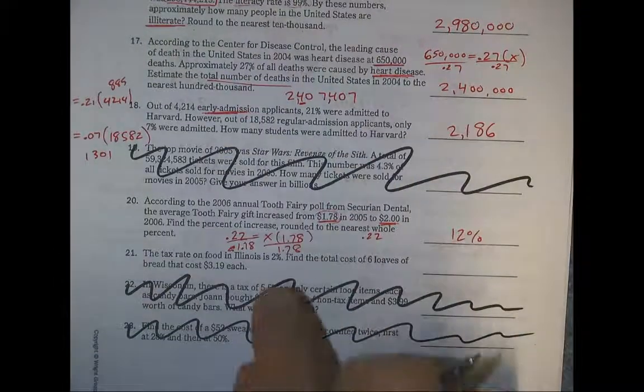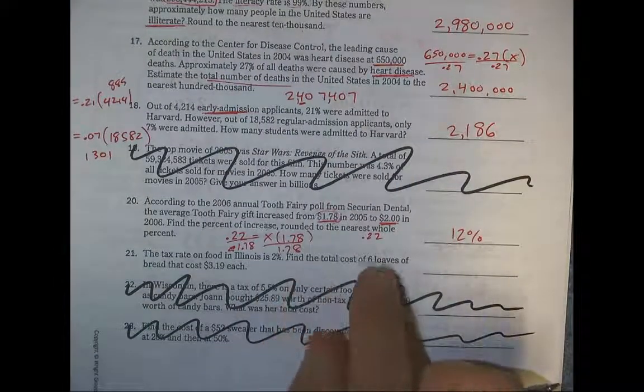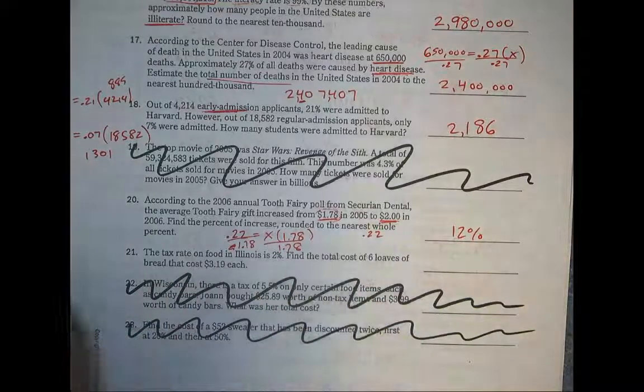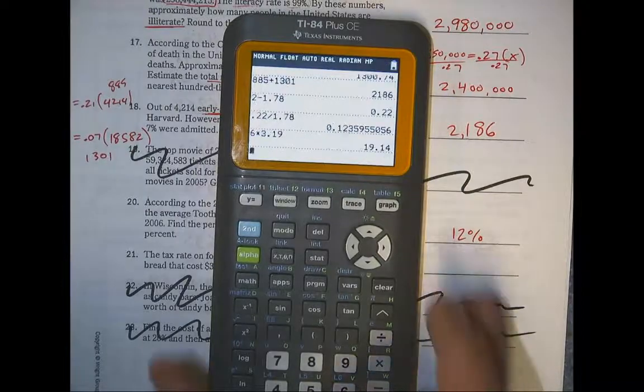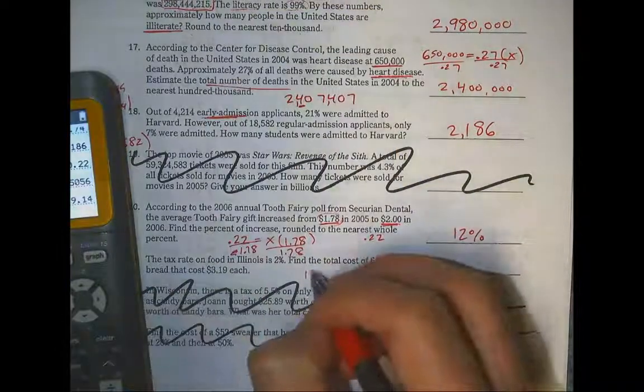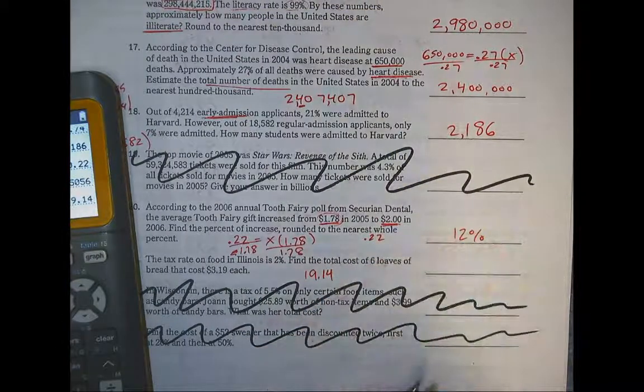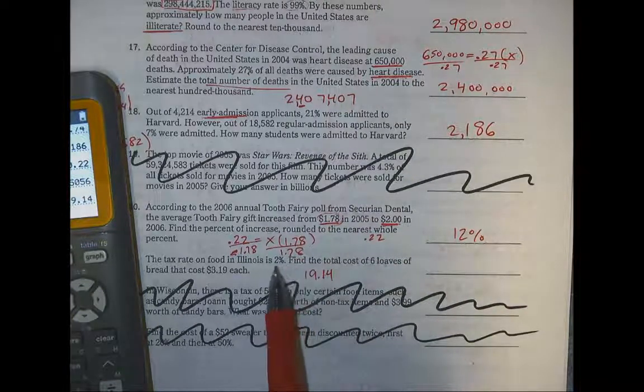Okay, the tax rate on food is 2% in Illinois. Find the total cost of 6 loaves of bread that cost $3.19 each. So first of all, there's 6 of them. So 6 times $3.19 is $19.14. So the total cost before tax is $19.14 for 6 loaves. We're going to add 2% to this. So we can find 2% of this and then add it on.